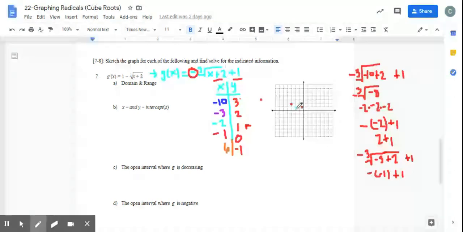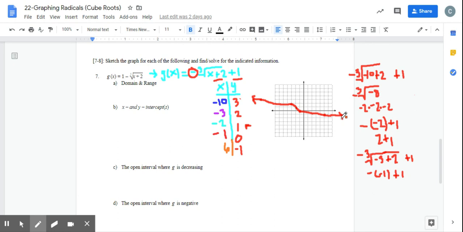Then we have our negative 2, 1 that we already got. And then we have our negative 1, 0, which is also our x-intercept. And then 1, 2, 3, 4, 5, 6, negative 1. Okay, so this graph is pretty cool. It looks like this. It's a little hard to draw with this little crayon thing. That's my turning point, which means it's going to start turning off and going like this.